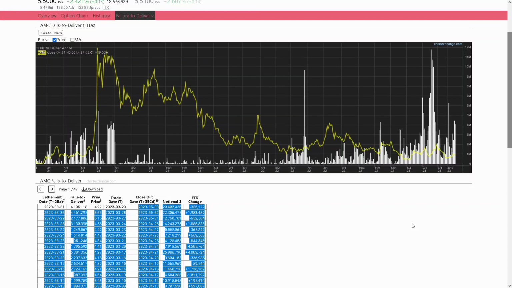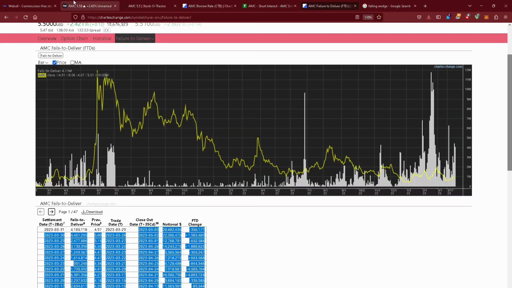So that is what we don't need. We want the FTDs to stay here, keep on record, and then provide bullish momentum for a Tesla-style short squeeze, pushing AMC to the upside for that uptrend that we are looking at. So this is what I'm looking at, basically.